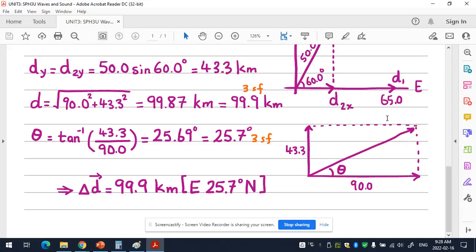What theorem am I applying here? Pythagorean theorem. But I'm doing it in one shot. I'm already doing the square root. Is that the same answer we got yesterday? Yes, it is.